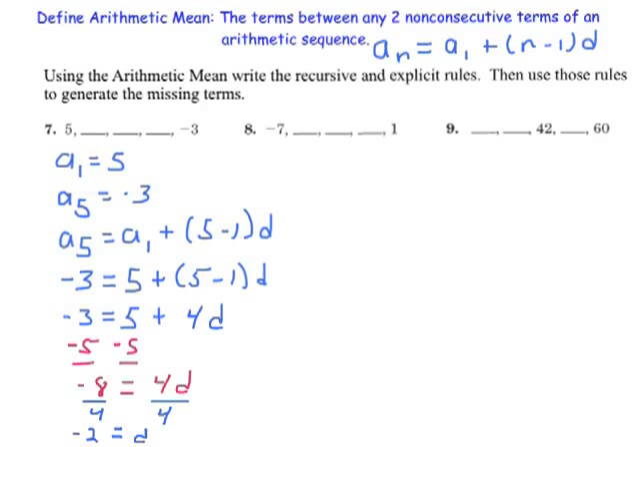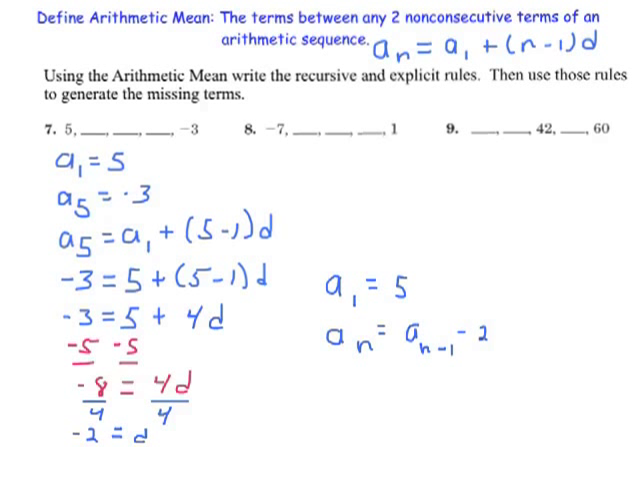So let's come up with a formula here. First of all, my recursive rule: well, I know that a sub 1 equals 5. And what is my a sub n? Well, it's going to be the previous term, a sub n minus 1. And what am I going to do to it? I'm going to add or subtract. Well, you could add a -2, or I could just say minus 2. So there's my recursive rule.